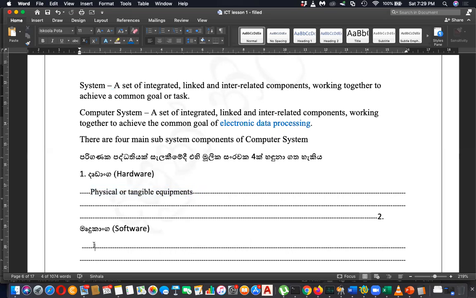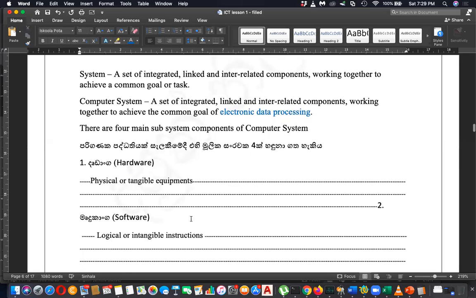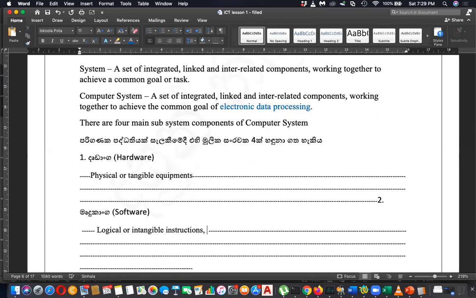Here, software is logical or intangible instructions, related data structures, and documentation.